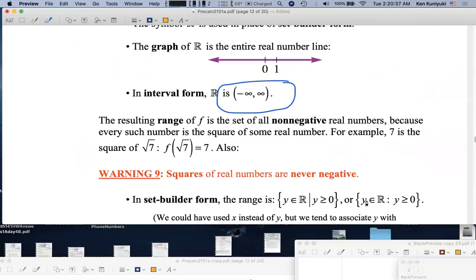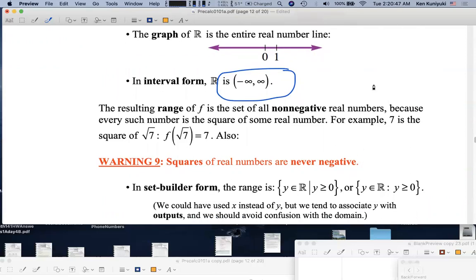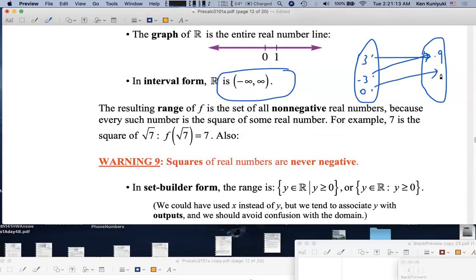Now, what about the range? Sometimes the range is difficult to find until you graph the function, but for the squaring function, let's figure it out. So, for example, the square of 3 is 9. So 9 is in the range. But the square of what other number will also be 9? The square of -3 will also be 9. What's the square of 0? The square of 0 is 0.